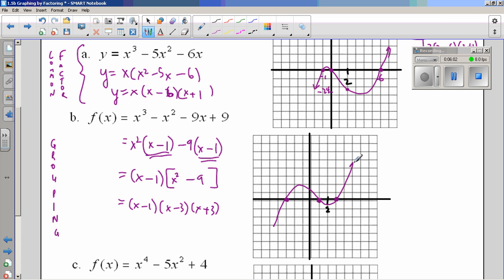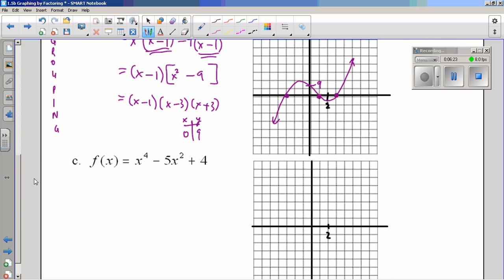Just like that. I'm going to use, for my scale, my y-intercept, which is actually 9, isn't it? Because 0, 0, then there's my y-intercept, and that's 9 right there. There's my scale. Dandy. Zooming right along.